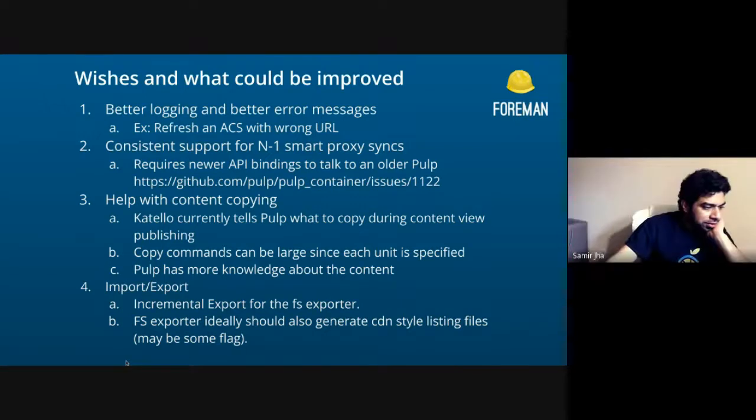Yeah, so this is the generic software engineering complaint. We would want to have better logging messages. I put an example there. If I were to refresh an ACS with the wrong URL, the error looks something like cannot open some temp file and then wrong compression type. That is not very informative. We have several cases like that. So I think next steps for us would be to document all of the places where we would like to see better logging and hand it over to you guys.